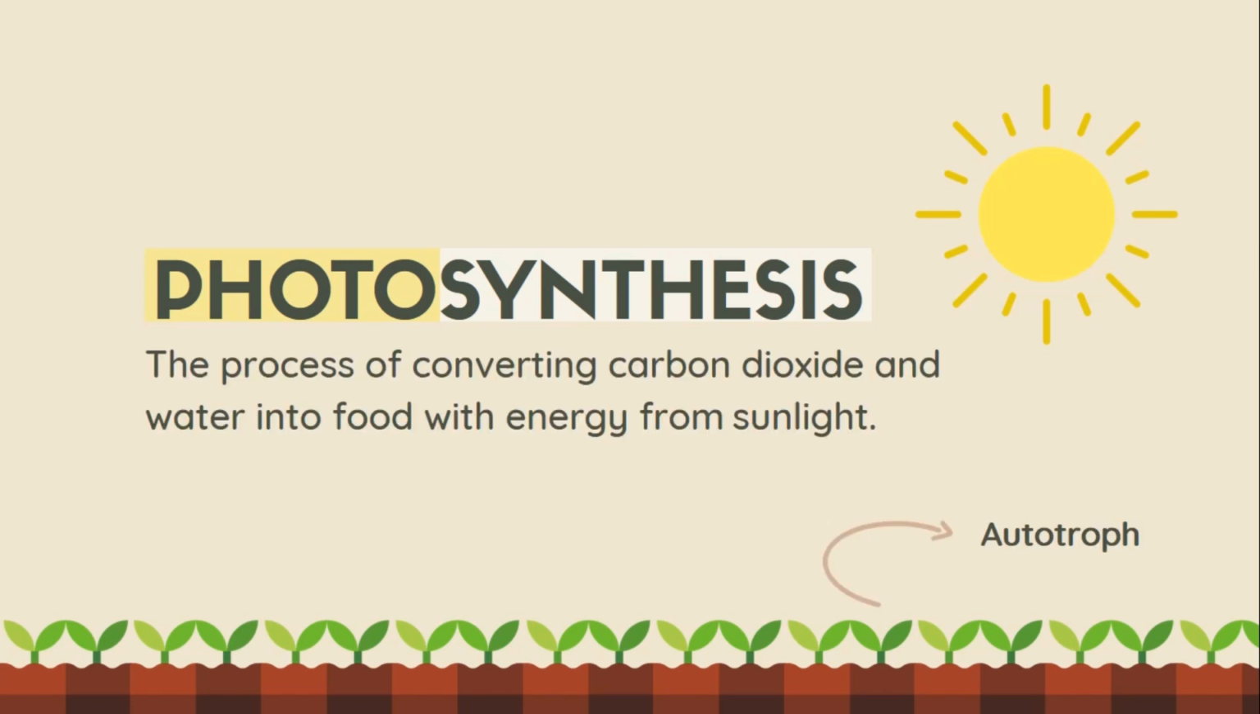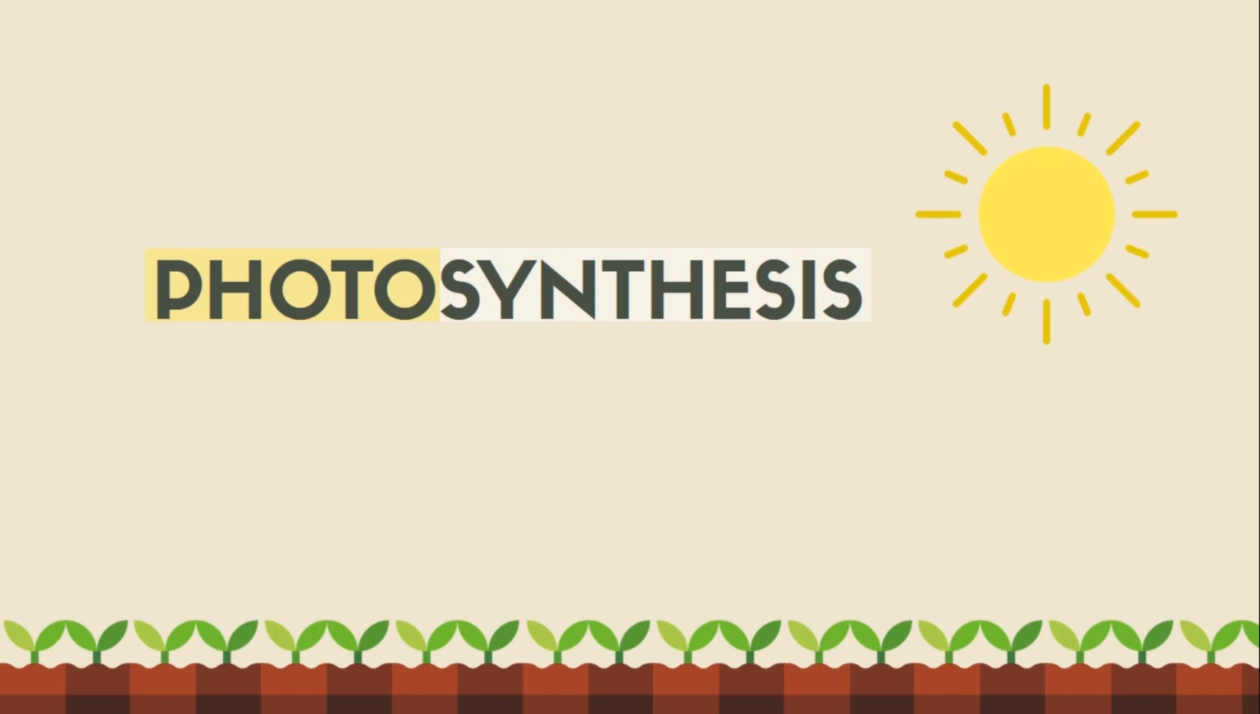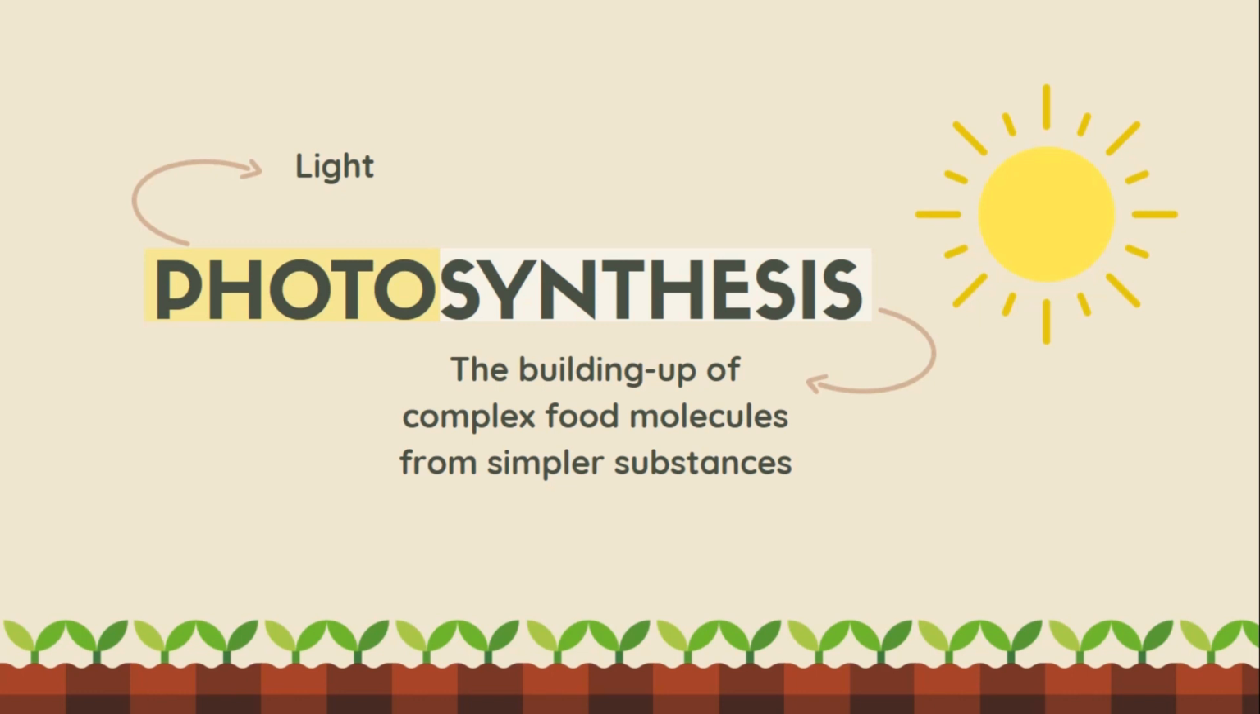So photosynthesis is the process of converting carbon dioxide and water into food with energy from sunlight. And the word photo means light, and synthesis is the building up of complex food molecules from simpler substances, or it can also mean to put together. Okay, so far we know that plants use simpler substances such as carbon dioxide and water and turn them into complex substances with the energy of sunlight.